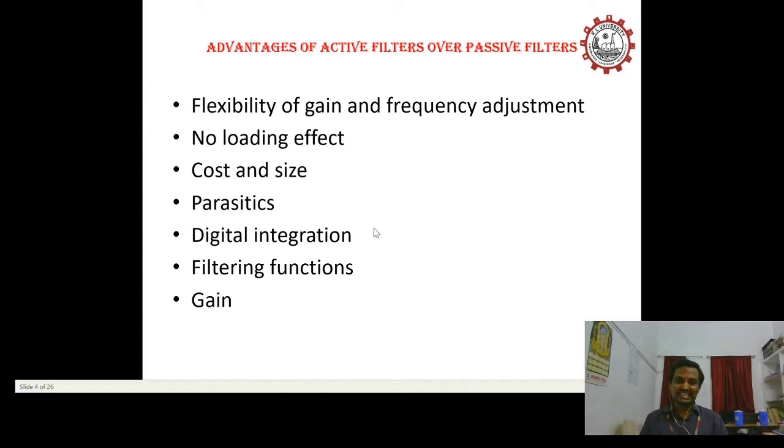The next one is digital integration. Active filters have more functions available for filtering. And the last one is gain. There is a possibility of gain in an active filter, whereas in a passive filter there will be loss, but no gain.